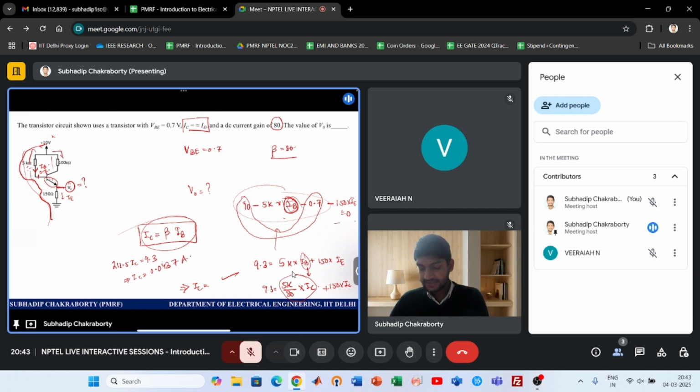So if IC is known now, and IC is known means IE is also known, because IC and IE are almost the same. So then 0 plus IE times 150 will give me V0. Or V0 is nothing but 0.0437 times 150. How much is it coming? 6.56 volts, right?